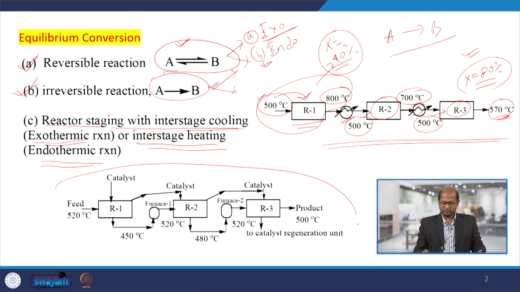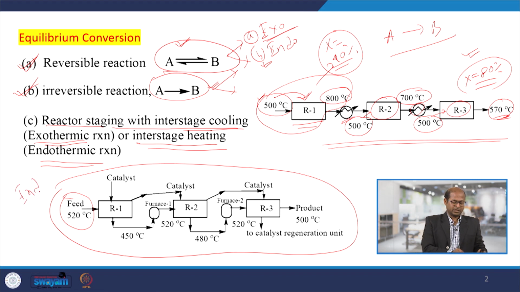In that case we perform the reaction this way: we pass the feed at a particular temperature. Let us say this is an endothermic reaction, where the temperature will go down. We put catalyst inside the reactor, feed the reactant mixture, and the reaction takes place here. As the reaction progresses, since it is endothermic, the reacting mixture temperature goes down. Then we have to take out the reacting mixture and pass it through the furnace, so the temperature rises to 450 to 500 degree centigrade, and that is fed to the second reactor. R2 is the second reactor.